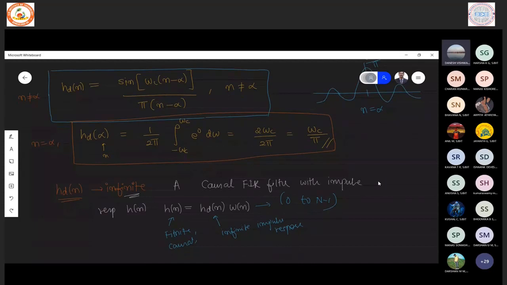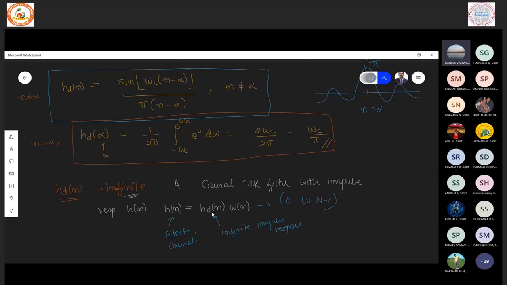So this hd of n we discussed to be infinite. It keeps on going on in both sides. A causal FIR filter with impulse response h of n can be created by taking the infinite hd of n and multiplying it with a finite window. w of n is finite because it is restricted between 0 to N minus 1. Everywhere else the value is 0.